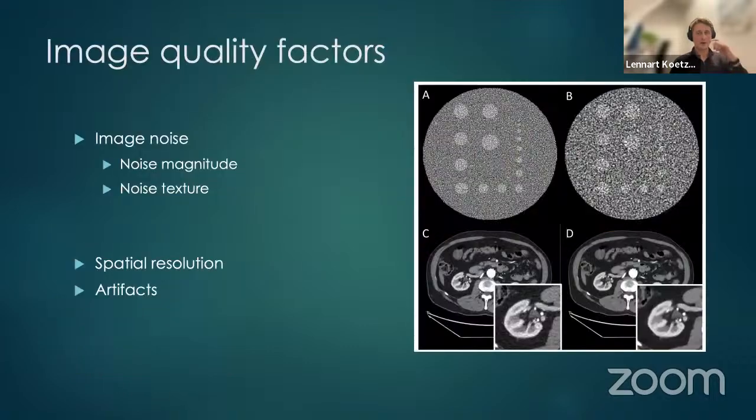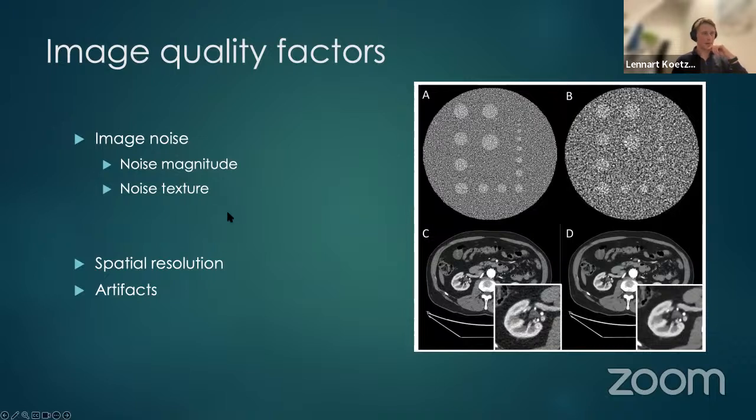So first, let's talk a bit about what image quality factors we find important. Logically, we want to achieve images with low noise levels. We can measure the noise using standard deviation in a homogeneous region of interest, which gives you a number. However, this number does not say everything about the noise. The noise texture is also very important, especially in low contrast applications.